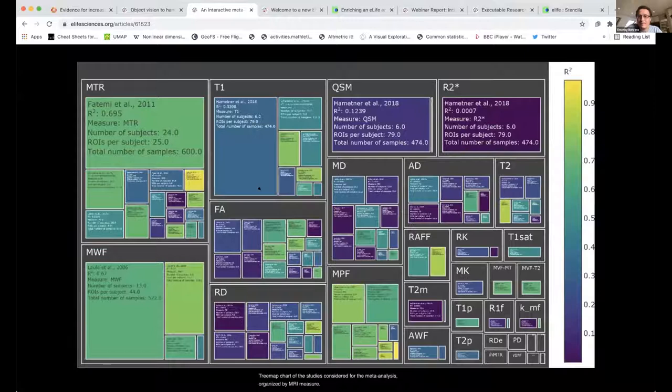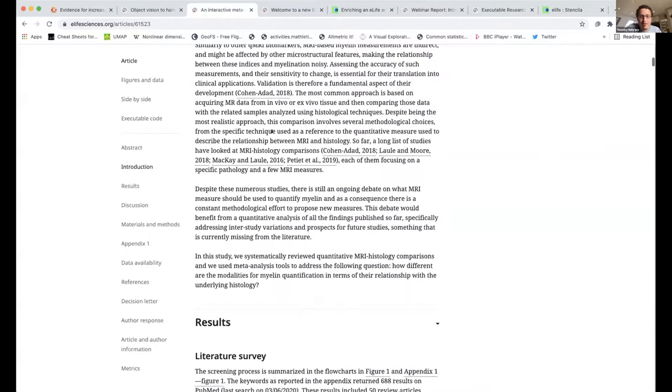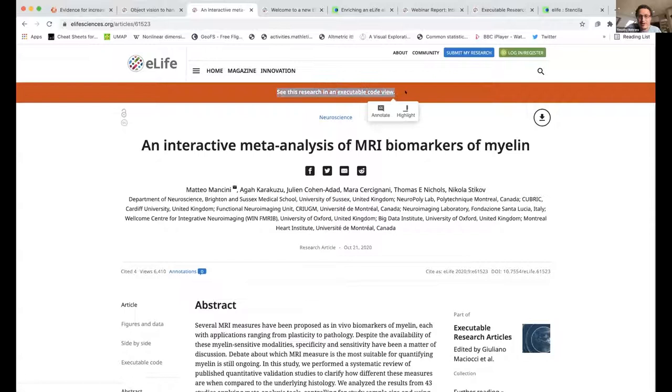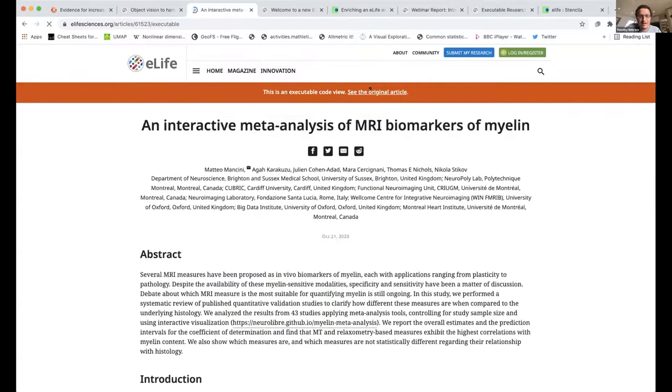This is describing all the different papers that have gone into this meta-analysis in some detail, in the kind of detail that you might tell your graduate student you could never possibly share with the world. So just make some summary graphs for me. Excellent. So you can go to this article, and then you can just press this thing up here which says "See this research in executable code view." And so I'm going to press that online, and I'm going to pray that it works. Here it is. It's working.